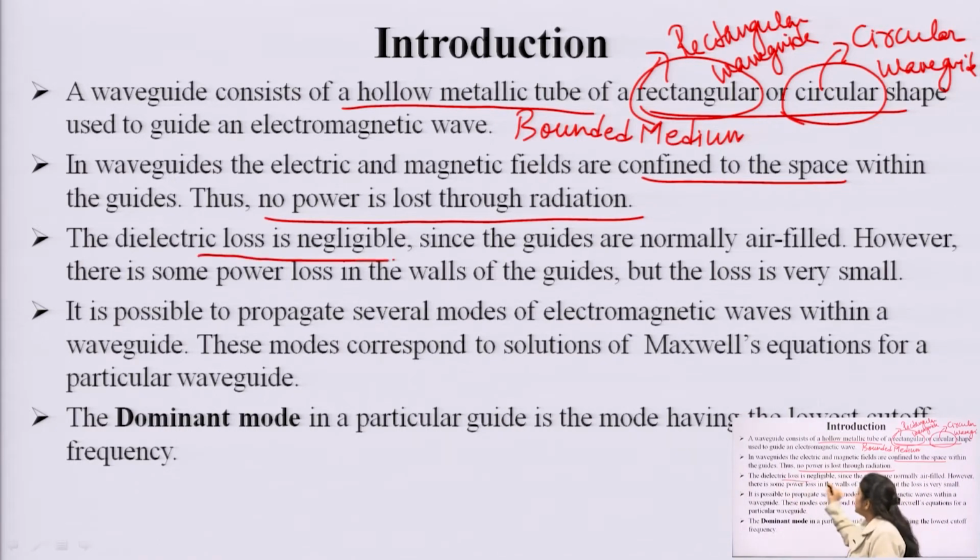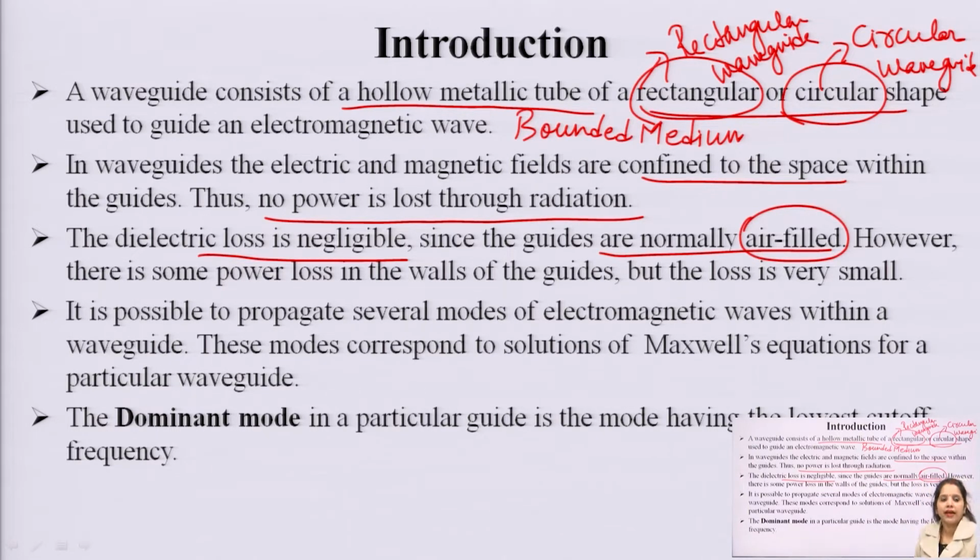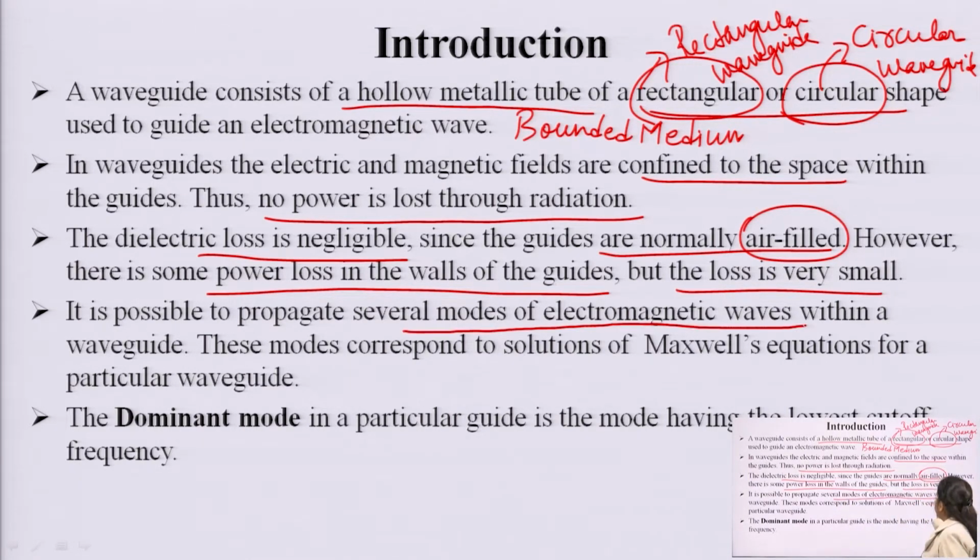Dielectric loss is negligible since the guides are normally air filled. However, some power is lost in the walls of the guide and that loss is very small. It is used to propagate several modes of electromagnetic wave within a waveguide. Several modes means several frequencies of signals at microwave frequency are possible to propagate inside a waveguide. But how are these modes calculated?